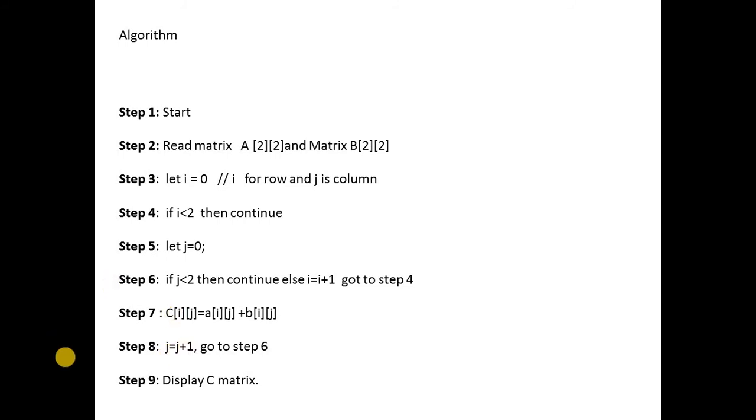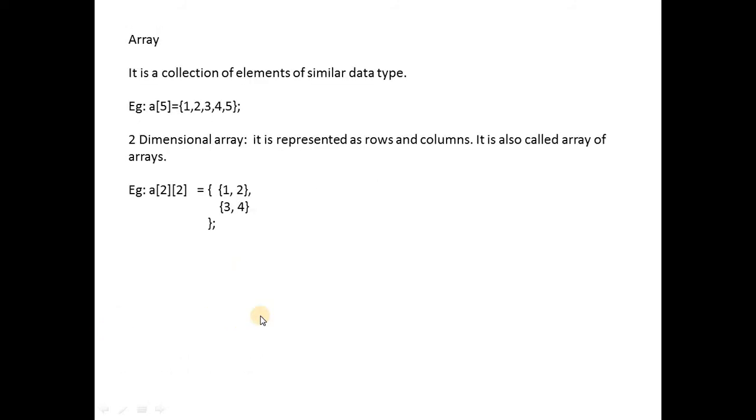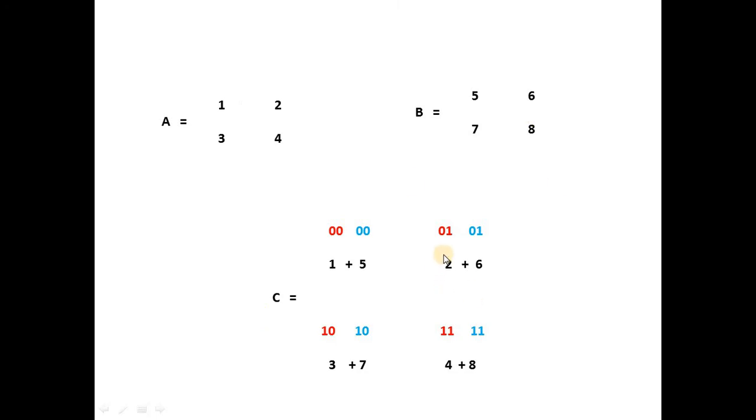So once it is incremented, go to step 6. In step 6 it is checking what? J less than 2, that is 1 less than 2. True or false? True. So if it is true, you have to continue. Have we incremented I? No. What is the value of I now? 0. So we are calculating C of 0 1. C of 0 1 is equal to A of 0 1 plus B of 0 1. So what is A of 0 1 and B of 0 1? A of 0 1 is 2 and B of 0 1 is 6. So 2 plus 6 is 8. So that value goes in C. So you got C of 0 1 now, right?